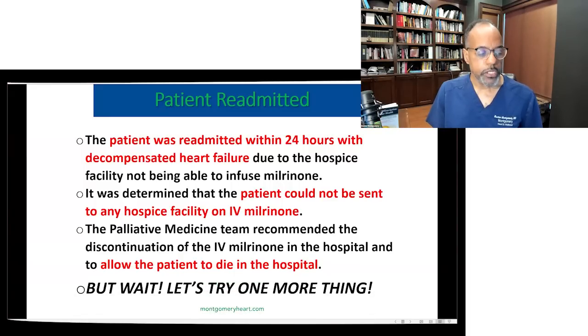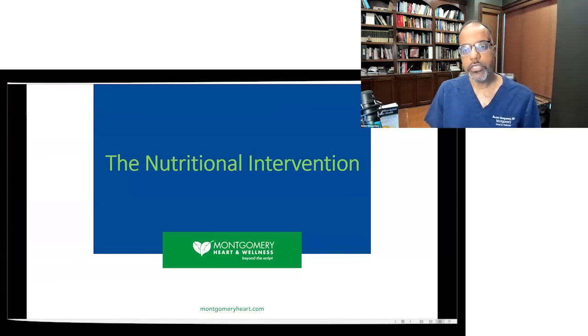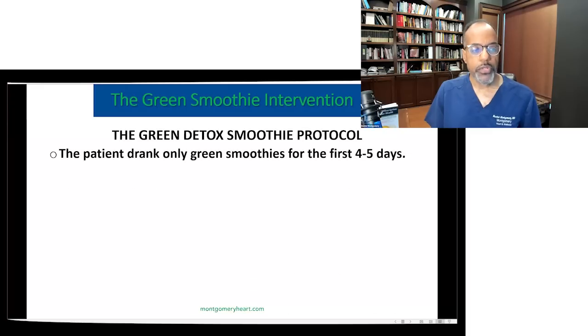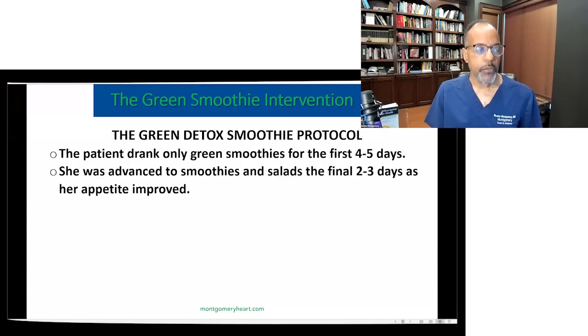And so I just talked to the patient. The hospital said, let's just try one more thing. And this is when we put the nutritional intervention into action here. We put her on a detox smoothie protocol. The patient started to drink only green smoothies. Now, it's important to realize it's only green smoothies. I didn't add green smoothies to her heart failure diet. I stopped everything she was consuming nutrition-wise and put her only on green smoothies as a detox for the first 4 to 5 days. Within 2 to 3 days, she was feeling well enough to eat raw salads.